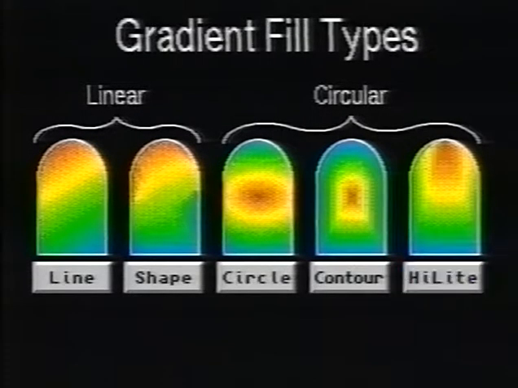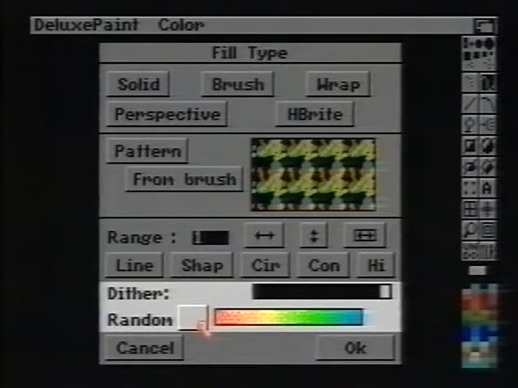DeluxePaint draws patterned gradients by dithering, which reduces the contrast between adjacent colors without changing the colors themselves. When random is checked, you can adjust the degree of color mixing in the gradient fill. Drag the dither slider left or right to decrease or increase the amount of dither. Setting the slider all the way to the left eliminates mixing between shades. Moving the slider to the right increases the amount of mixing at color boundaries.